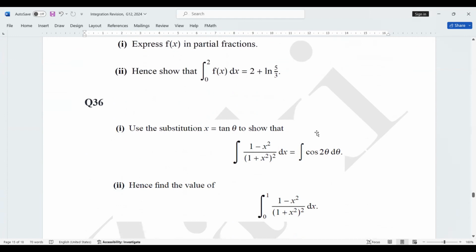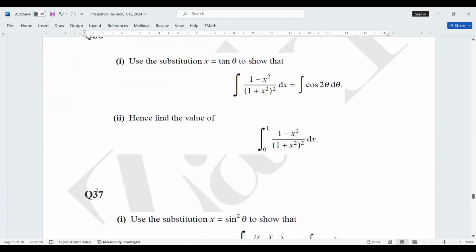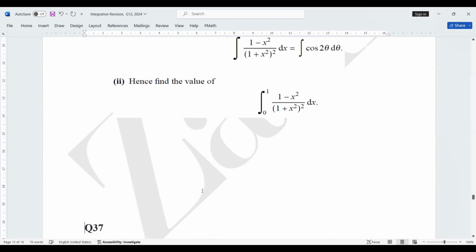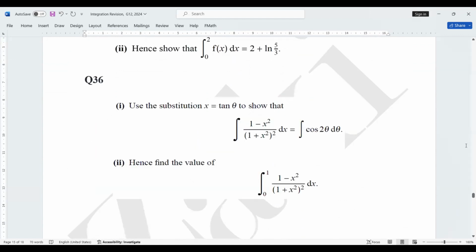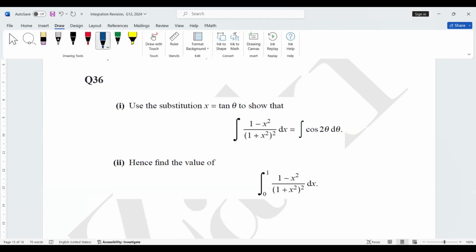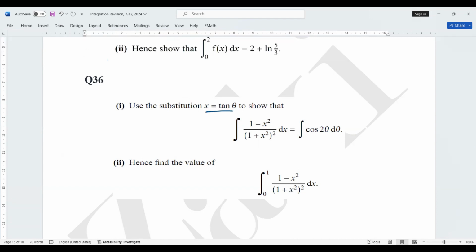Now we go to the substitution. Look at this question. This is integration by using the substitution method. Follow me, please. Use the substitution x equals tan theta. Show that. Now, for x equals tan theta, the differentiation of x is dx. The differentiation of tan is sec squared theta d theta.